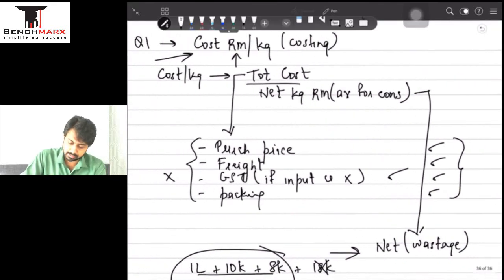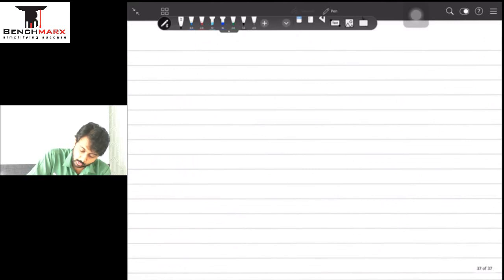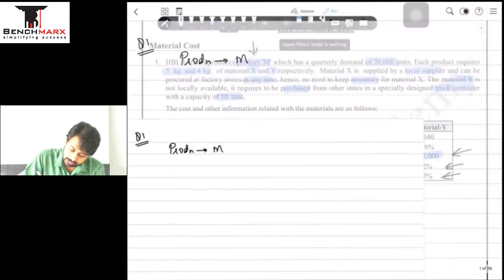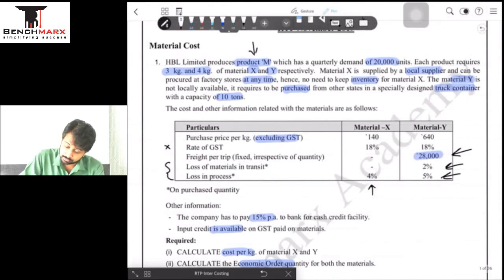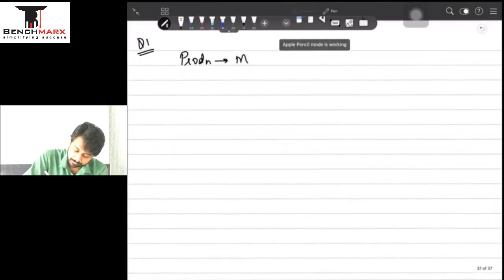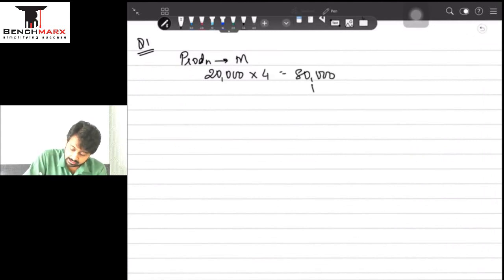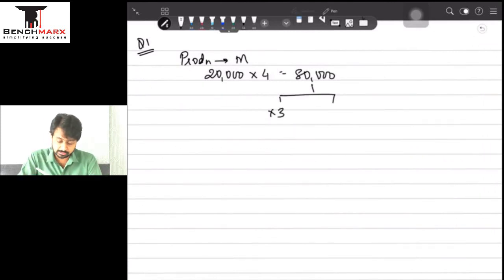ठीक है, लेट्स गो स्टेप बाय स्टेप. फर्स्ट ऑफ ऑल, इन माय क्वेश्चन नंबर 1, व्हाट इज माय प्रोडक्शन ऑफ द एफजी कॉल्ड एम? कैन आई से इट इज 20,000 पर क्वार्टर, व्हिच मींस 20,000 इनटू 4 अपीयर्स टू बी 80,000.